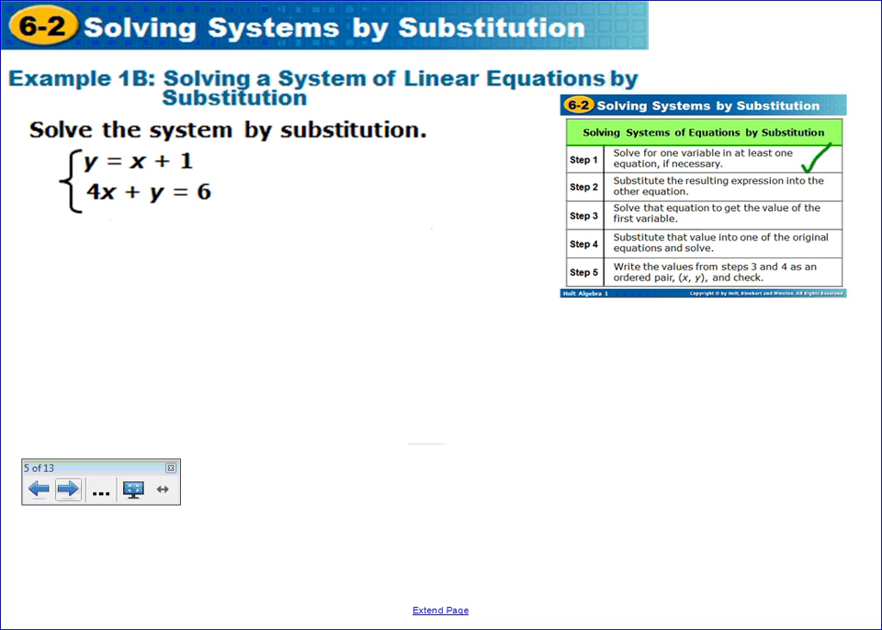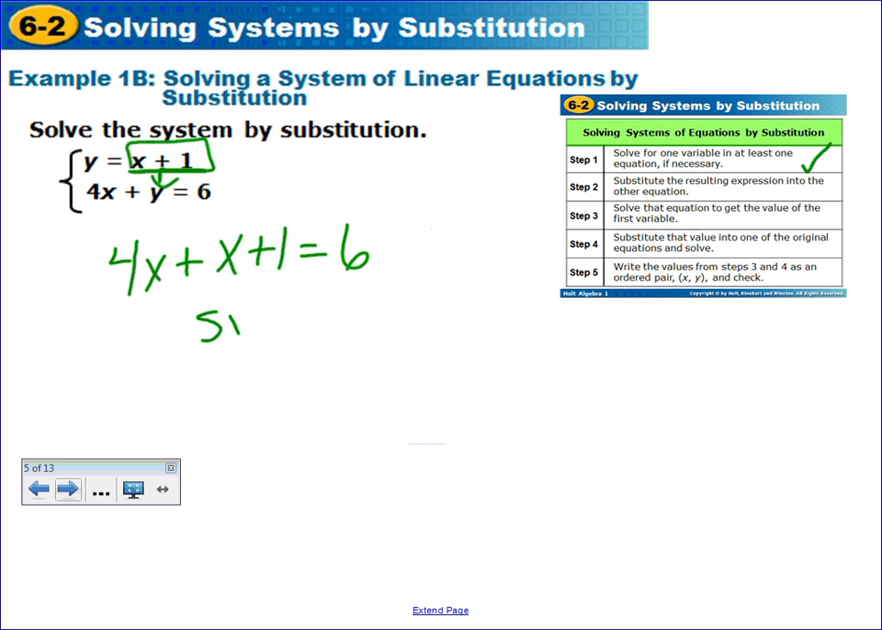This one's already done for y equals. So I'm just going to plug that in. 4x plus this y is equal to x plus 1. I'm just going to plug that in right there. 4x plus x plus 1 equals 6. So I'm just going to solve for x.